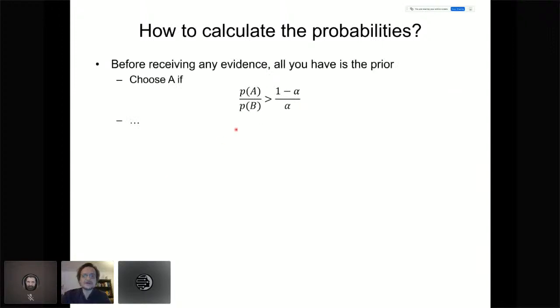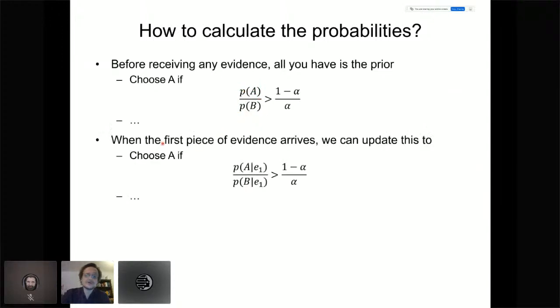Before you receive any evidence, all you have is a prior, the probability of A divided by the probability of B. So you probably don't want to take a chance. You probably want to wait for at least one piece of evidence. When that first piece of evidence arrives, you can update this to the following policy. You choose A if the probability of A given that first piece of evidence divided by the probability of B given that first piece of evidence is above your criterion. And of course, you choose B if it's the other way around. Otherwise, you wait. Now, how can you calculate this quantity?